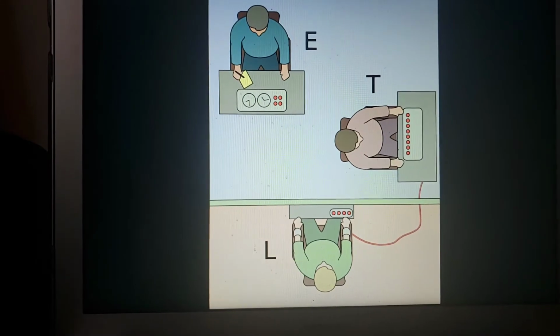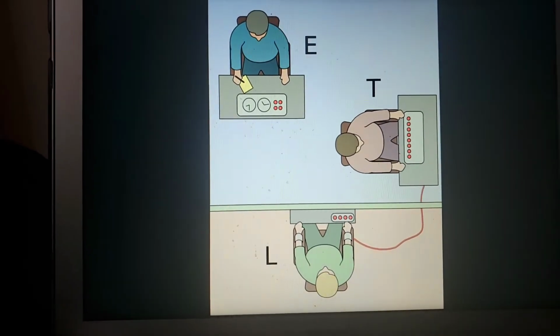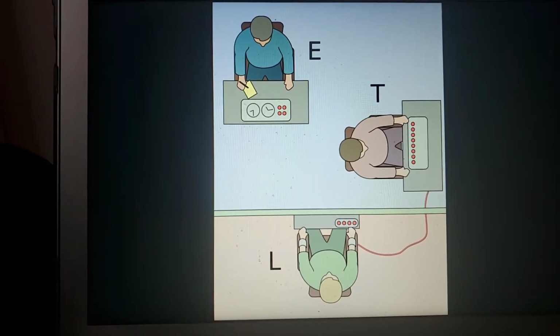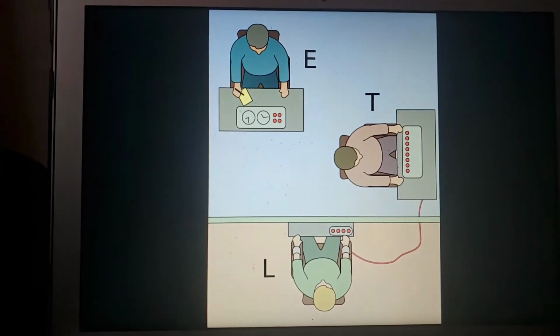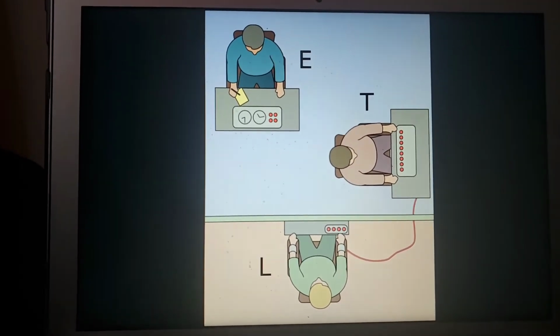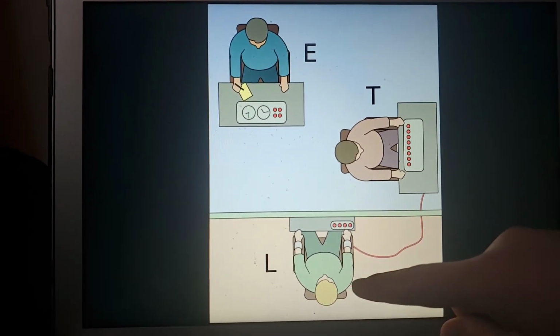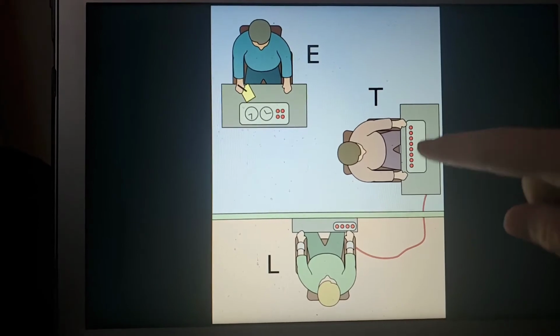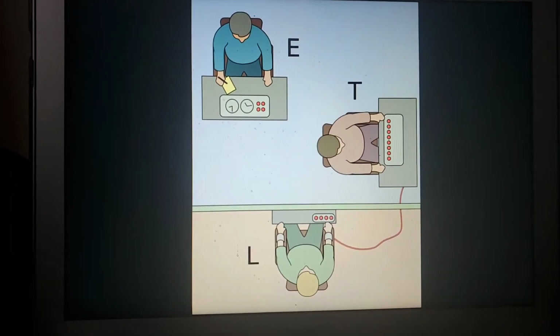Milgram found in his study that every single person would give at least 300 volts before saying, nope, I'm not doing this. And 65% would give all 10 shocks, and the last one would be enough to kill him. Again, this is just a fake experiment. He doesn't actually die, but T thinks he does and is willing to give such a harsh shock.